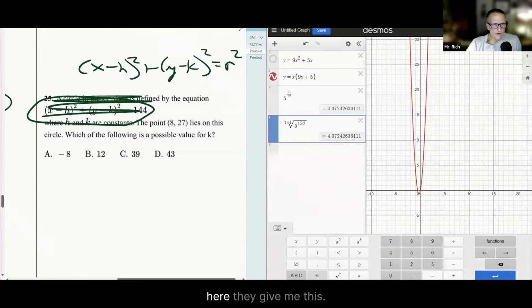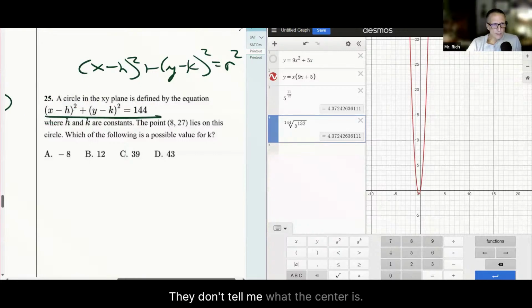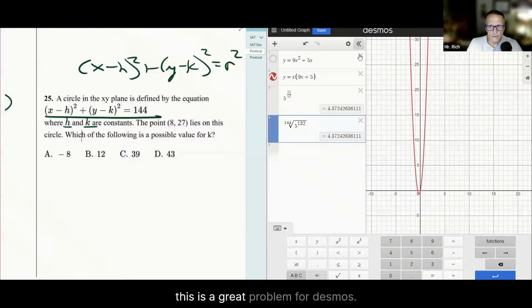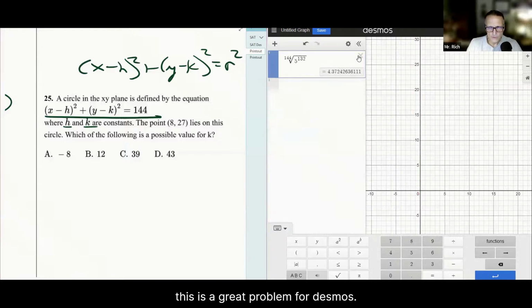But anyways, here they give me this. They don't tell me what the center is. They just tell me that they're constants. And it says the point (8, 27) lies on this circle. Which of the following is a possible value for k? Man, this is a great problem for Desmos.